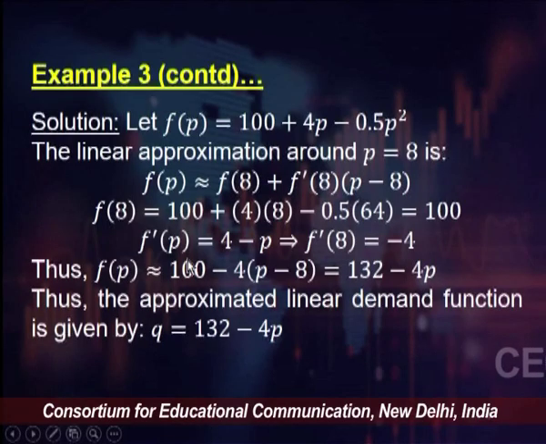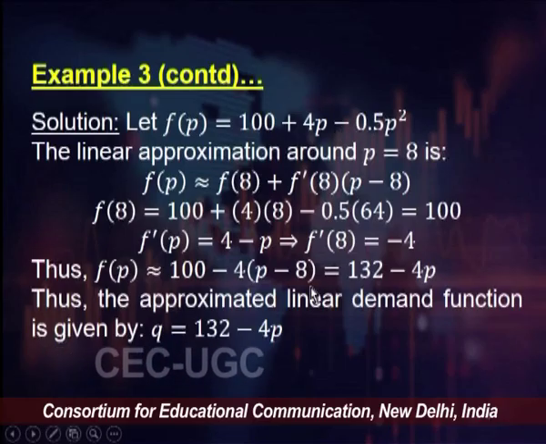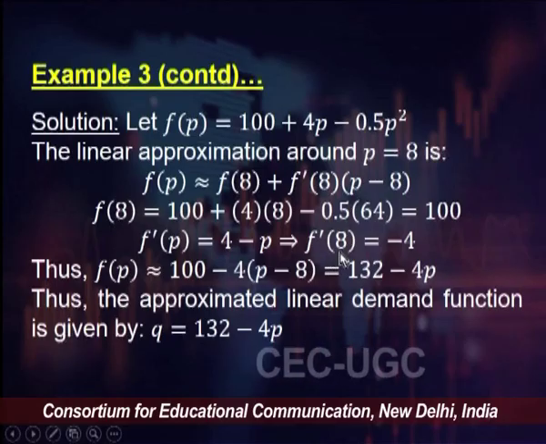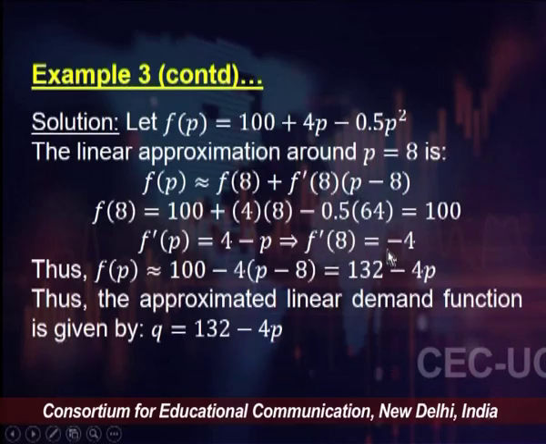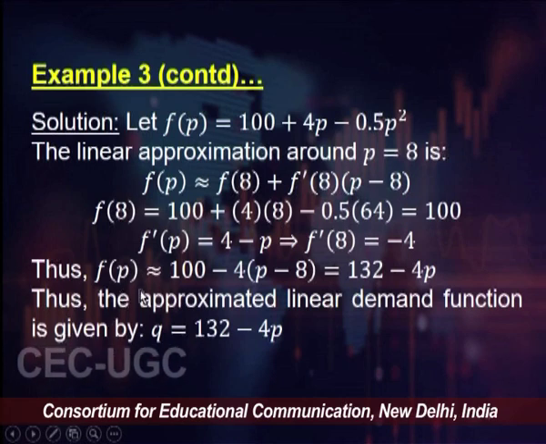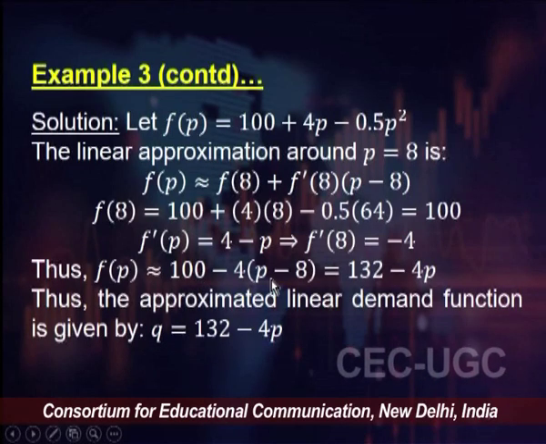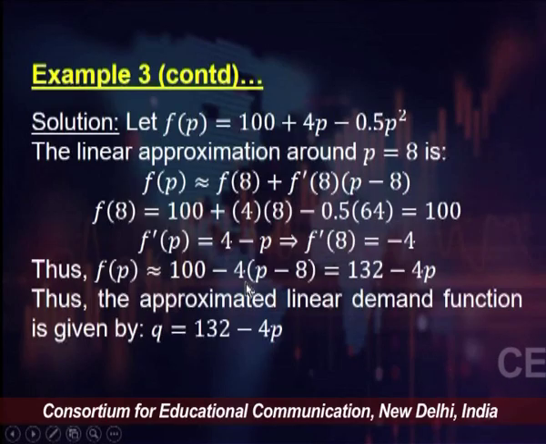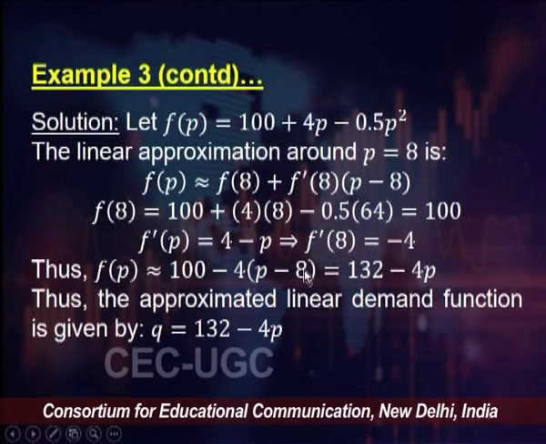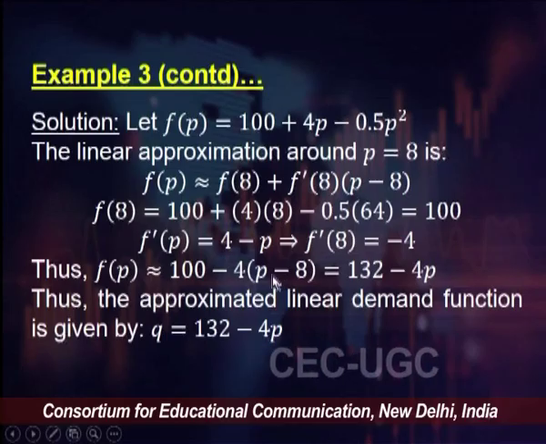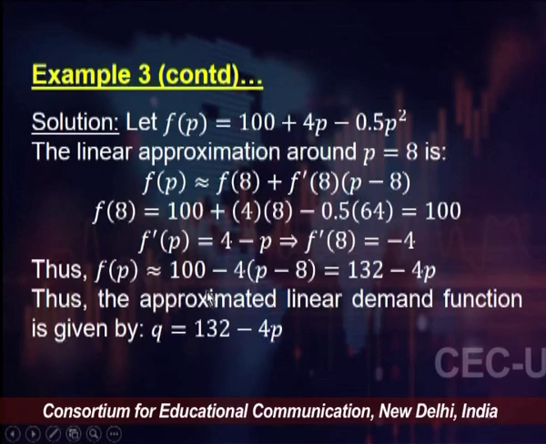f prime of P is nothing but 4 minus P. So that's going to give us f prime at 8 as minus 4. Therefore, we can approximate the function f of P by 100 minus 4 times P minus 8. If you simplify this expression further, you're going to get 100 plus 32, because minus 4 times minus 8 is 32. So that's 100 plus 32, which is 132, minus 4P.